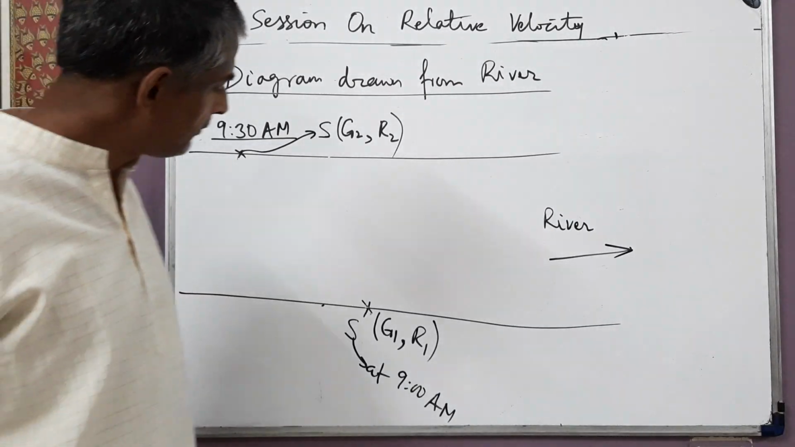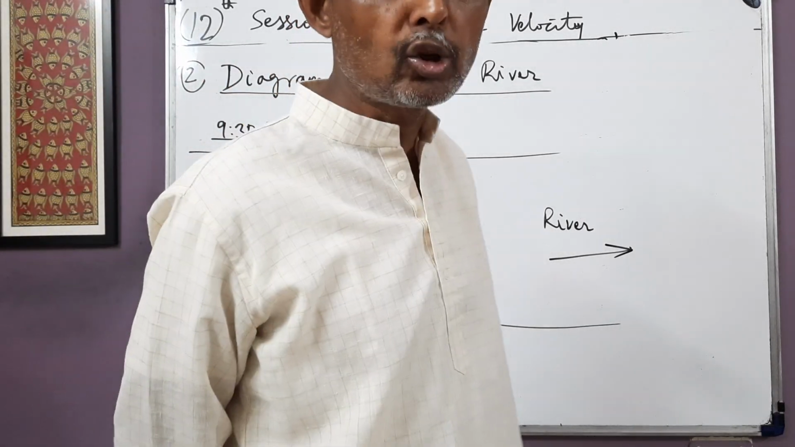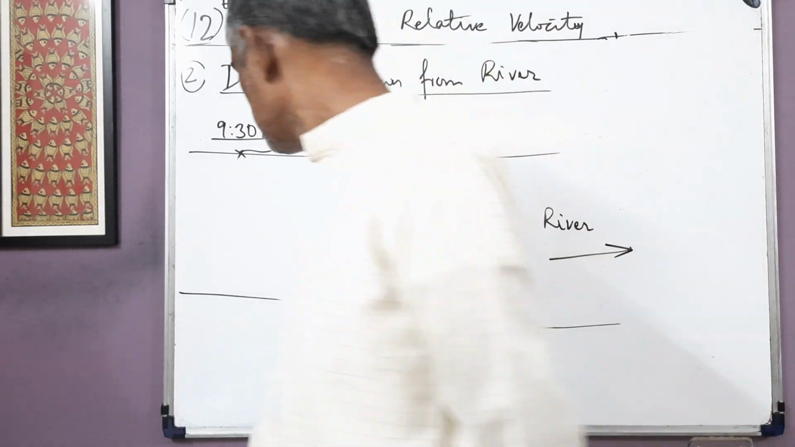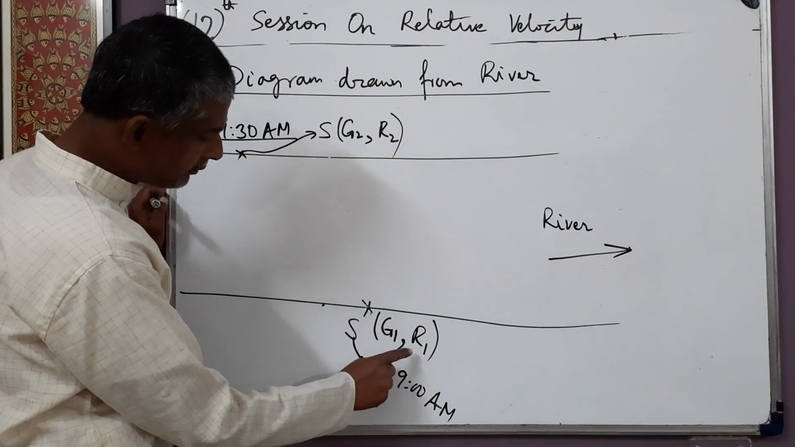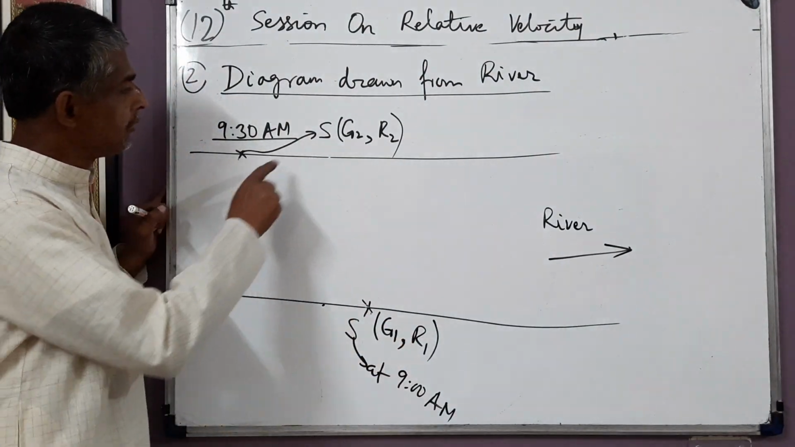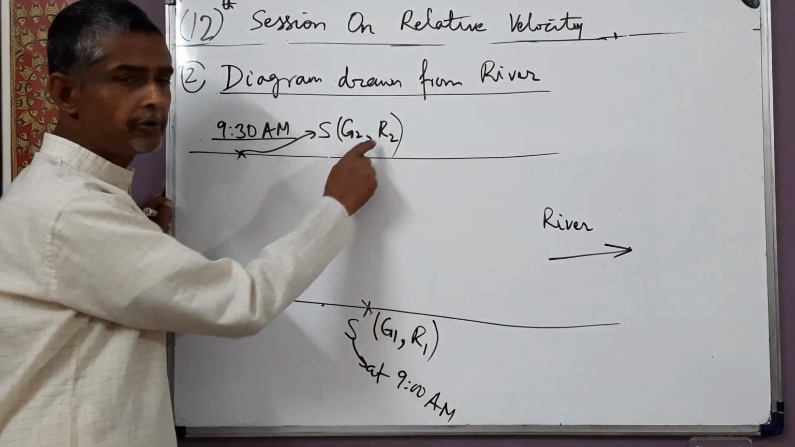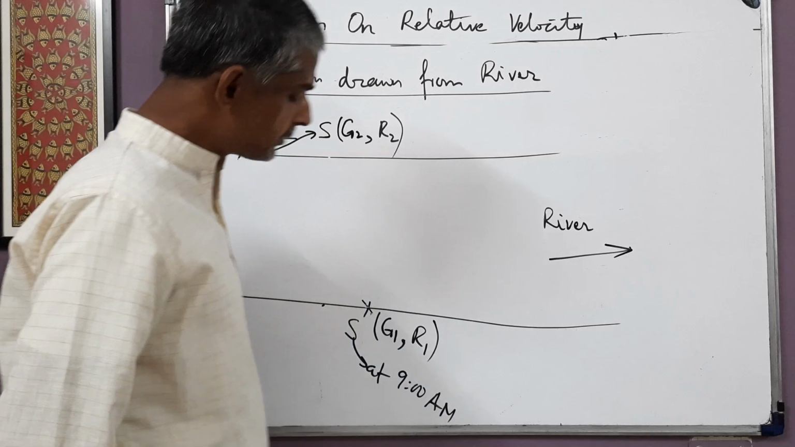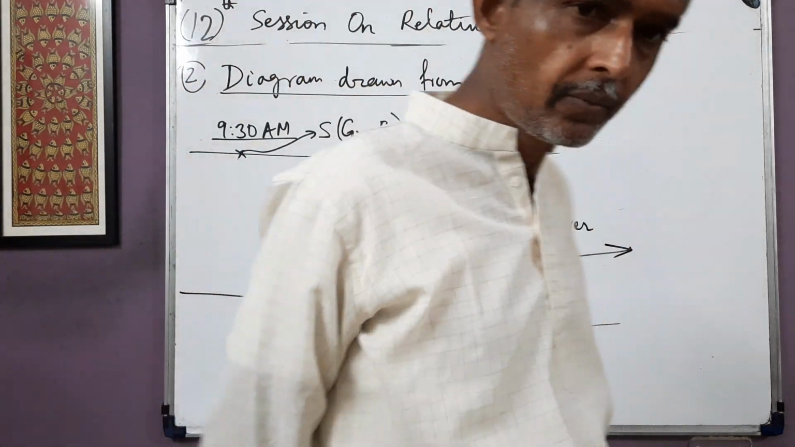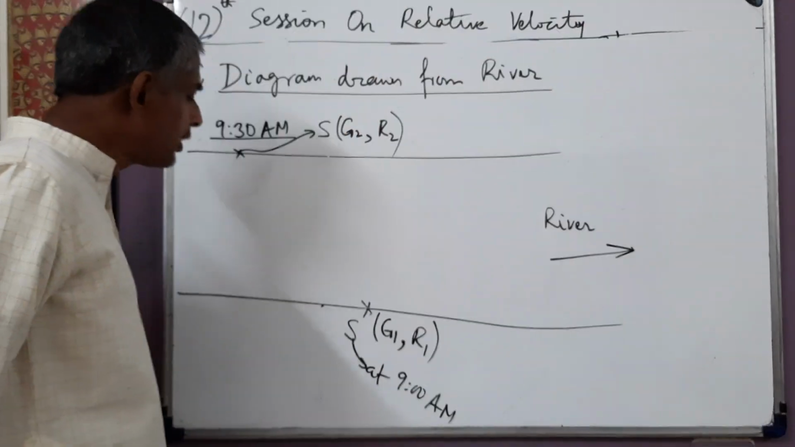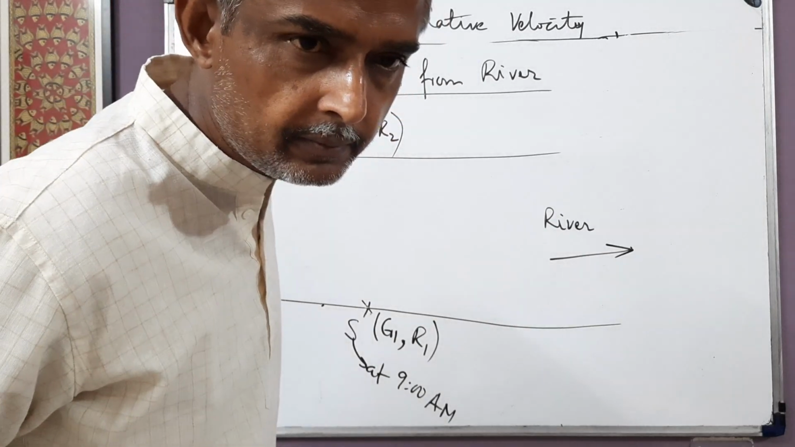For that we have to consider which locations of the river frame the swimmer occupies at these two instants. So the initial location of the swimmer in the river frame is R1, at 9 am. And the final location of the swimmer in the river frame is R2, at 9:30 am. Now displacement will be calculated at 9:30 am. So we have to see at 9:30 am where R2 and R1 will appear to be located.